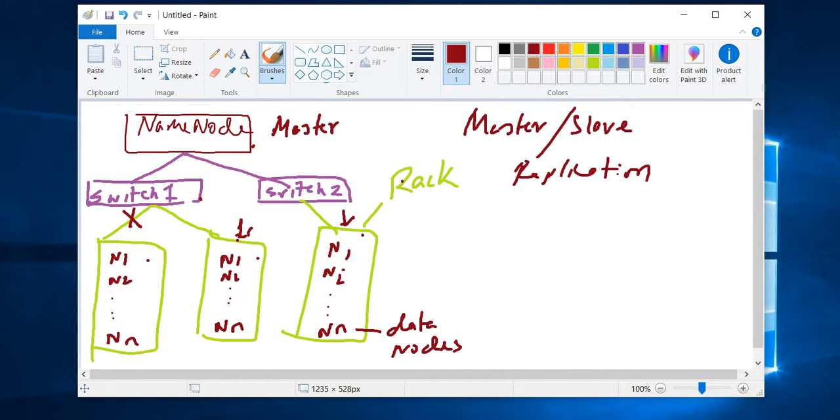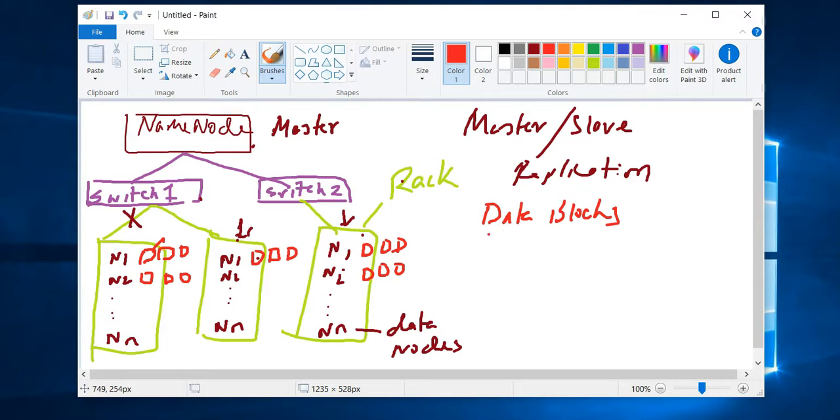Now the data is saved over here. Okay, so let's say we are going to have like this, and over here like this, and like this. Okay, so these all things are being called as the blocks. Data blocks. Okay, so you can probably now understand that the data blocks are copied.